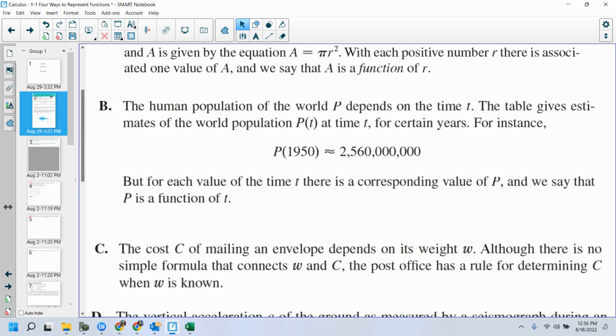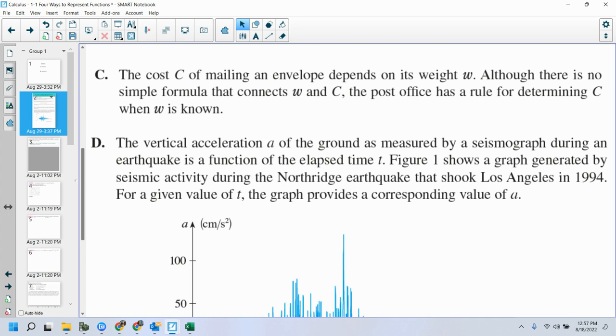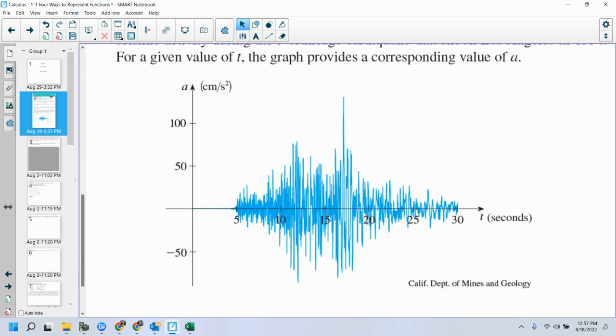One input, one output. Function. The cost C of mailing an envelope depends on its weight. Think about it. If I plug in a certain value of weight, if I know a package weighs a certain amount, it couldn't possibly be two different costs, right? That is a function. Same thing, graphically. We know the vertical line test, it'll come up later.